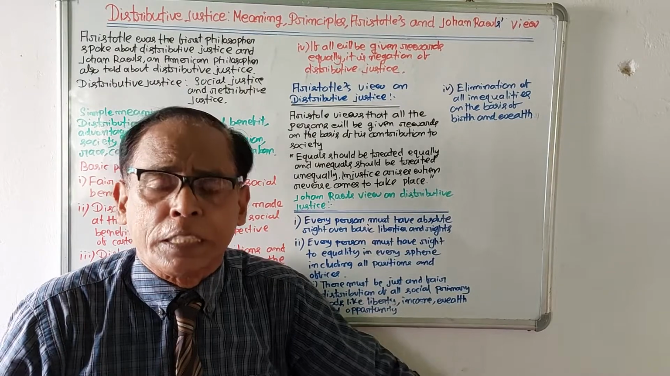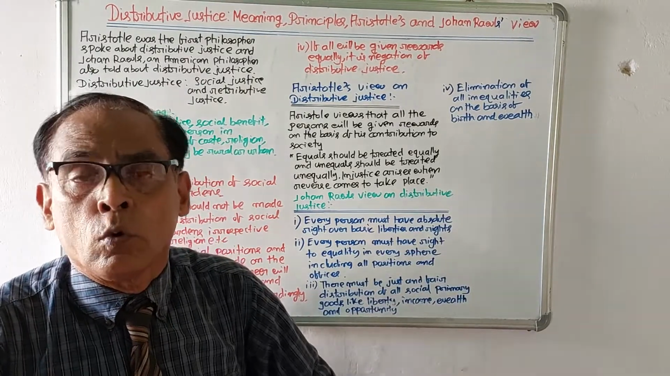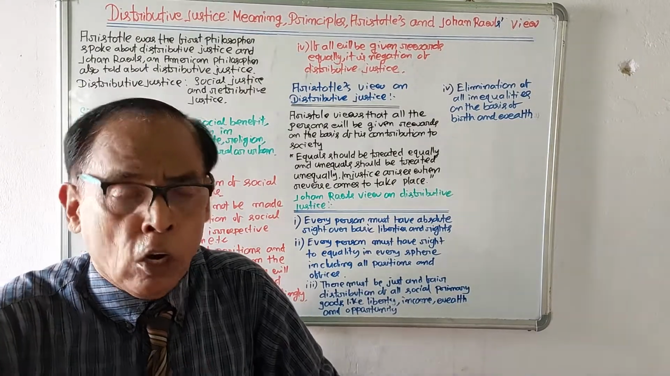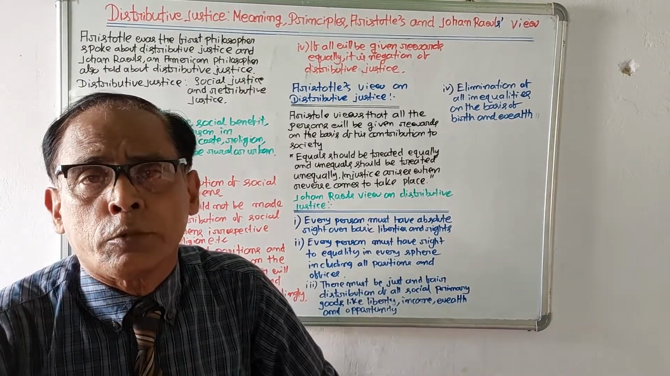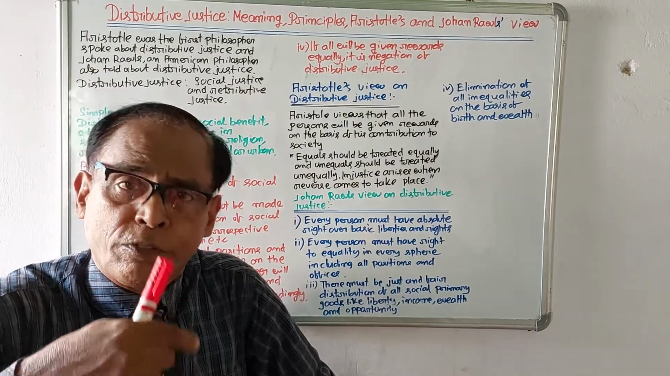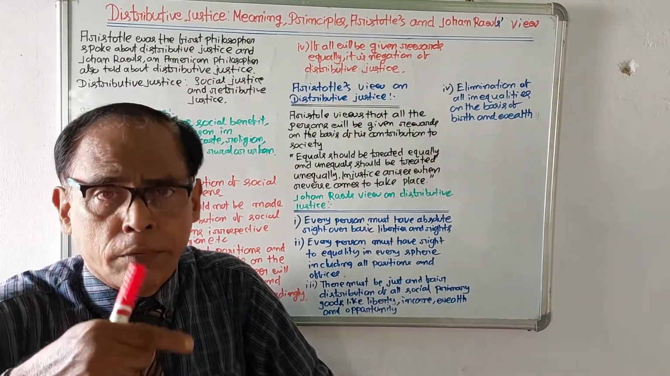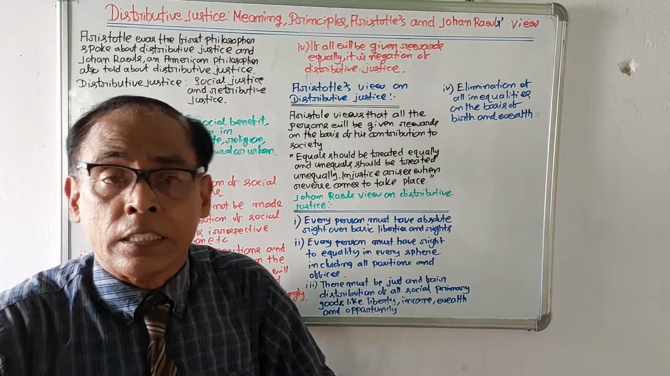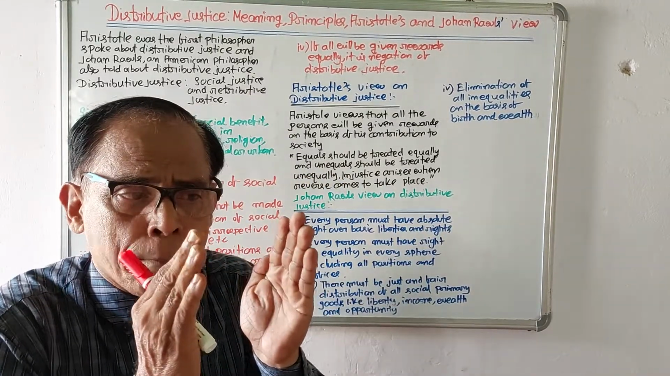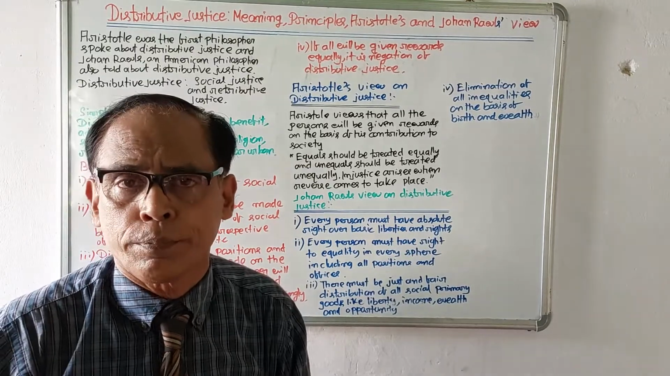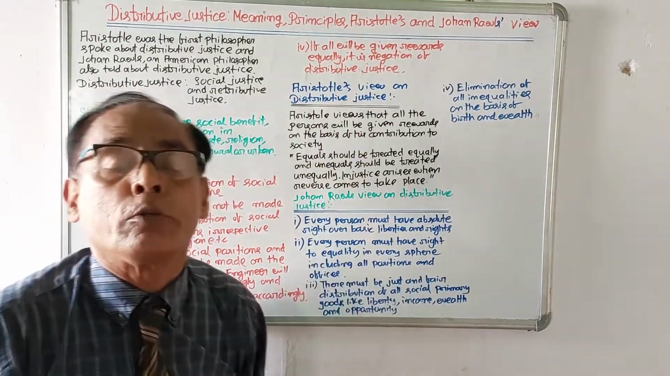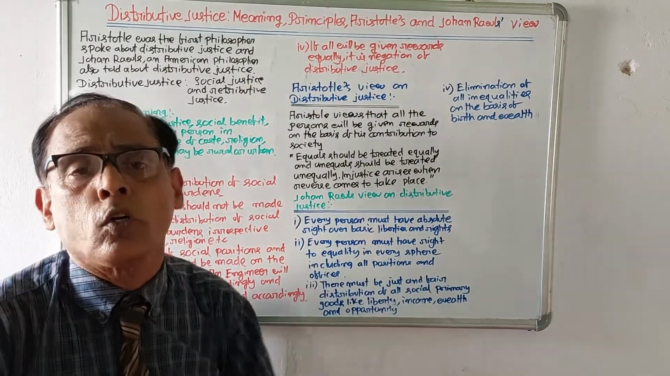So, in this video we have discussed till now, who are the first men who told about distributive justice? Aristotle. After Aristotle, who told about distributive justice? Rawls. Then we have discussed how distributive justice is different from social justice and retributive justice. And we have discussed what is distributive justice in simple language, and what are the main principles of distributive justice. Now we'll discuss Aristotle's view on distributive justice. What Aristotle has told about distributive justice.